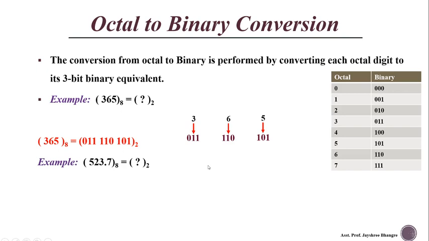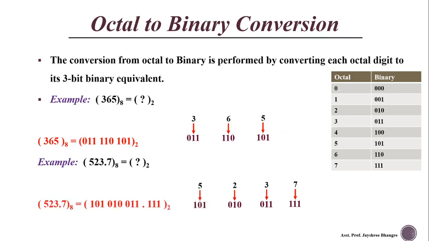If a fractional octal number has to be converted into equivalent binary, then again write the number, and for each digit in octal we have to write its equivalent binary number. So for 7 it is represented as 111 in binary, 3 as 011, 2 as 010 and 5 as 101. Let's collect these numbers to represent the given octal number as the equivalent binary number.